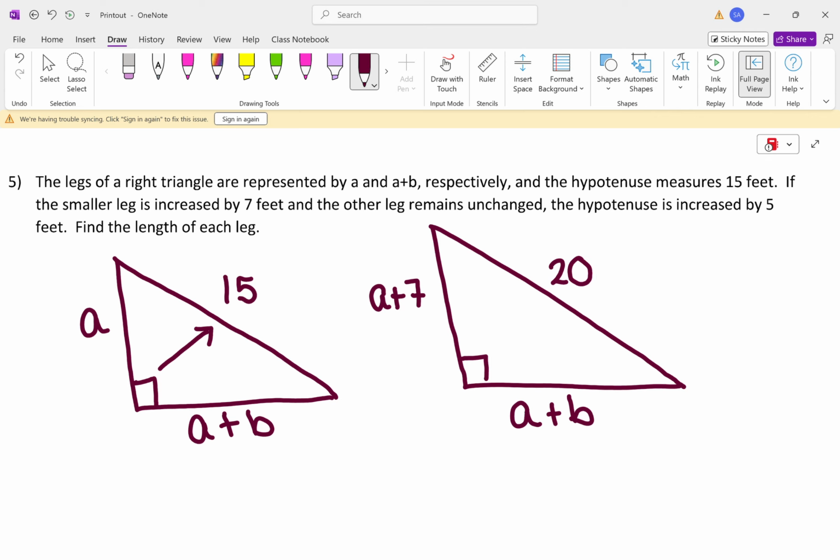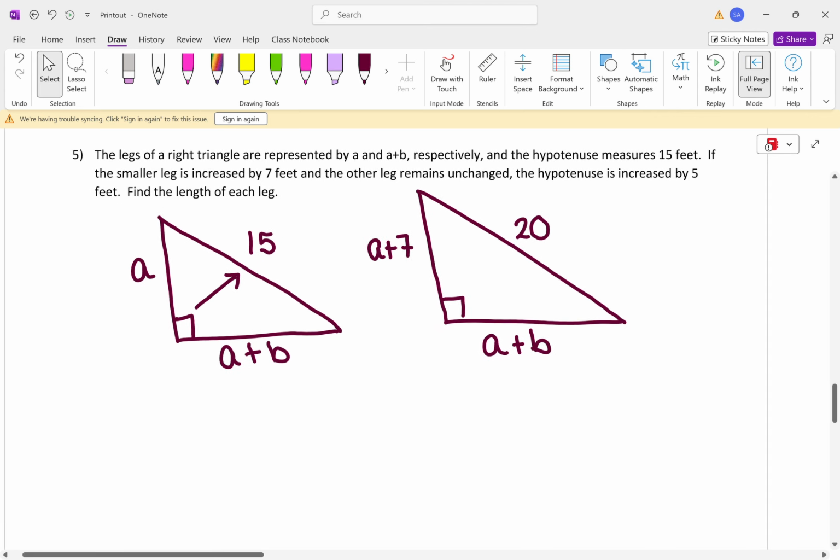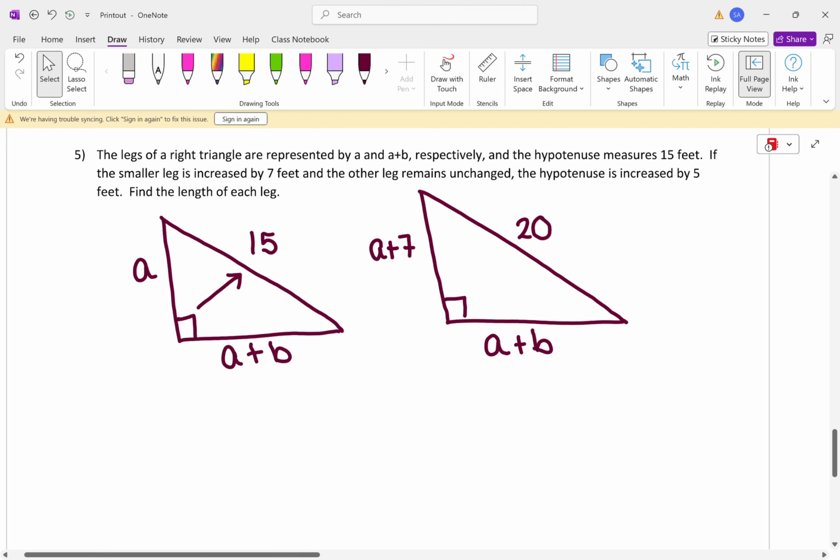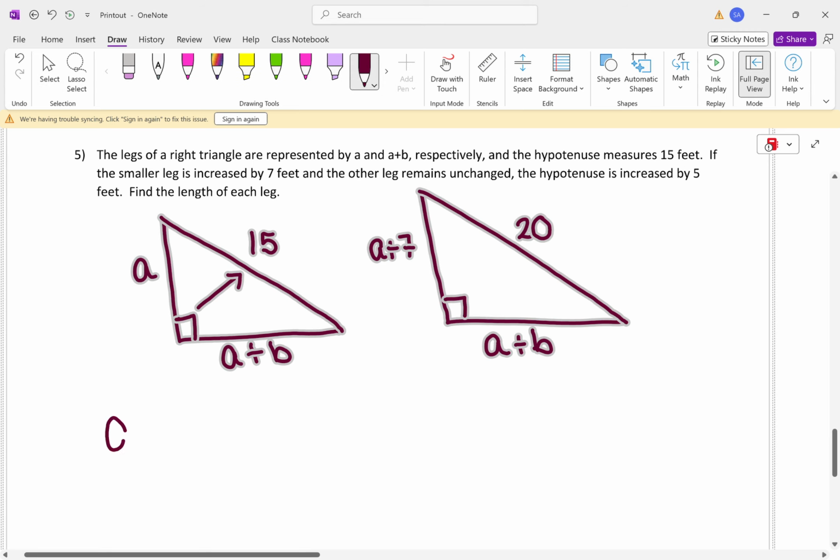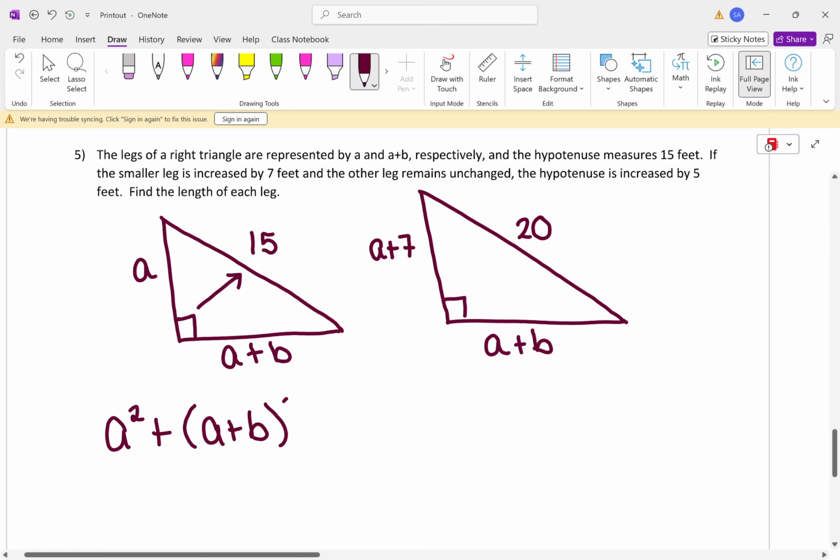All right, and so what's happening to the hypotenuse? It's increased by 5. So what does that make it? 20. All right. So obviously we need two equations. Does anybody know something we're allowed to use on right triangles? Damien? Exactly. We are going to use the Pythagorean theorem on each triangle.